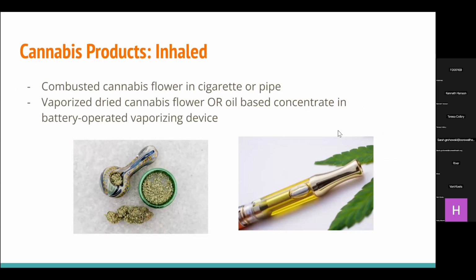Okay. So again, I'm very naive about this, and when patients come in, they're talking about all these ways they use marijuana products. I don't know what they all meant. So I figured it'd be helpful just to go through how you can consume these products. A very common one is inhalation. This can either be combusted cannabis flower in a cigarette or pipe, or you can vape the dried cannabis flower or vape an oil-based concentrate in a battery operated vape device. If not using regulated products, remember that they can be laced with nicotine. So you just want patients to be aware of that.